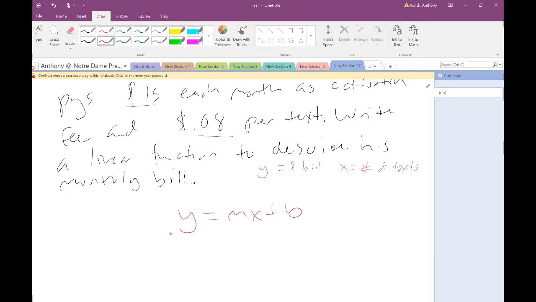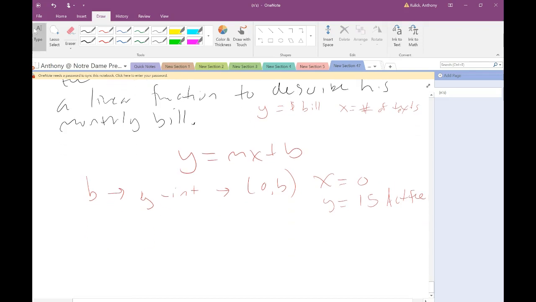Okay, so I know that the b value is the y-intercept, and that happens when the x-coordinate is 0, right? So if I send 0 texts, how much will my bill be? $15. Why 15? Yeah, the activation fee we're paying no matter what, right? If we have the cell phone, even if we don't send any texts, we're paying that. Okay. So I know then the b is 0. Or, I'm sorry, the b is 15. Everybody happy with that? Okay.